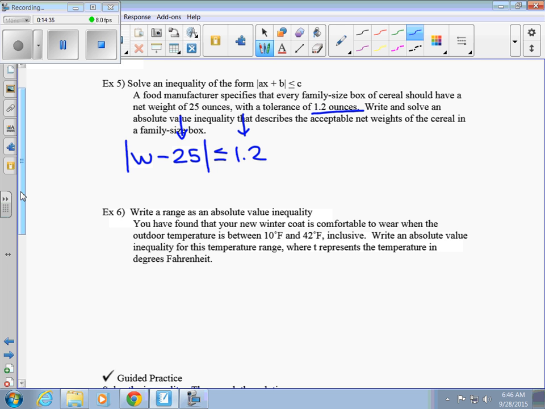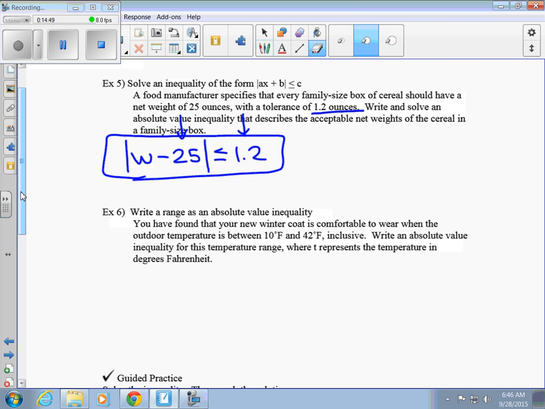Now, here it says write and solve an absolute value inequality. So here is our absolute value inequality. There it is. We did it. Okay, we wrote it. Now we have to solve it. So when we do this, it's going to be W minus 25 is less than or equal to 1.2, just like we did before. Now, since this is a compound inequality and it's an and problem, we want to write it like an and problem.